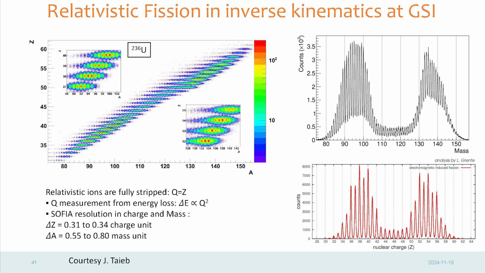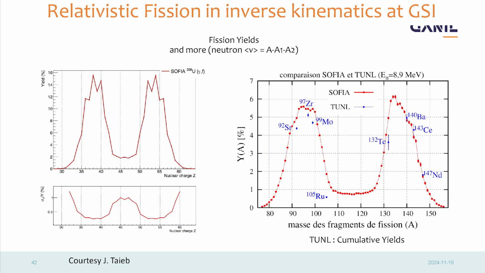Okay? So I think today I will basically mostly focus on the yields, because this is one of the goals also of the SOFIA collaboration, basically to get those yields precisely. And so there are the yields here for the uranium-236, let's say, gamma fission, okay, as a function of nuclear charge. And here are the typical uncertainties that you can get associated to those measurements.